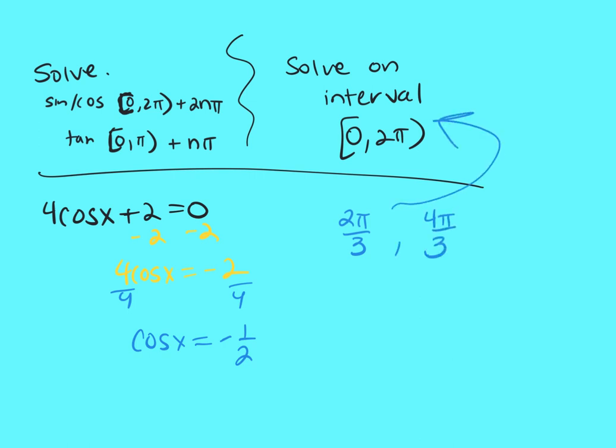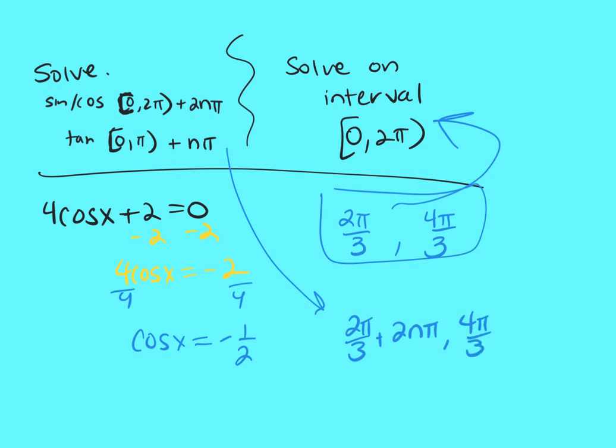If my question's direction said on the interval of 0 to 2 pi, I'd be done. That would be my answer. But if it said just solve, then it would be 2 pi over 3 plus 2n pi and 4 pi over 3 plus 2n pi.